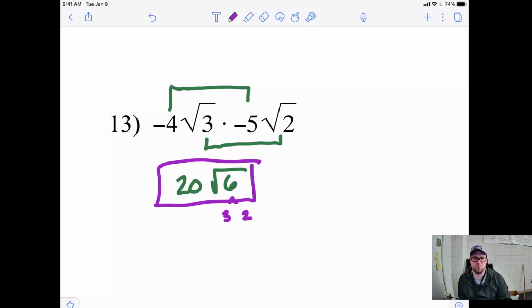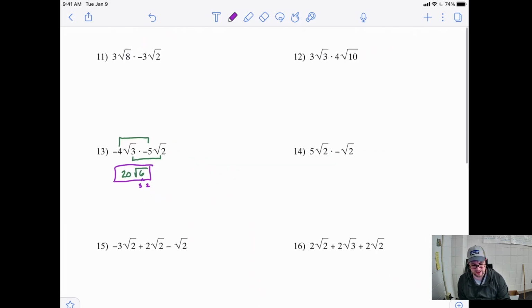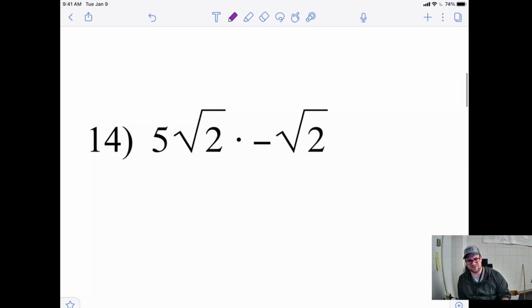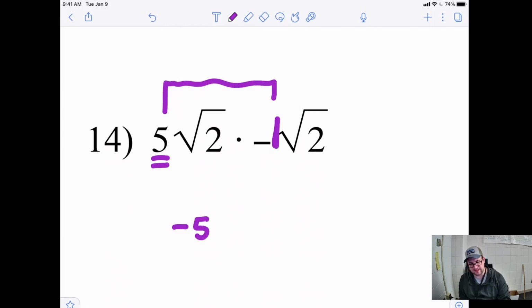That actually wasn't bad at all. Maybe we should look at another one. How about I'll do one more for you, and then I'll save the last two. This one's a little tricky too, because it's only one number on the outside and a negative. So to fix that, we're going to put a 1 in over here. 5 times -1 is going to give us a -5. And then 2 times 2 is going to give us a 4 inside.